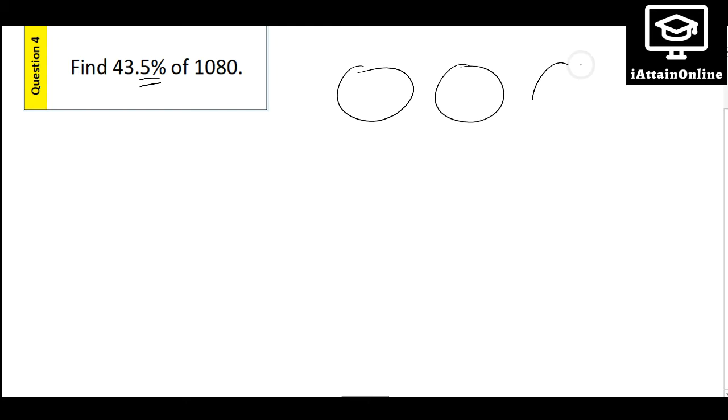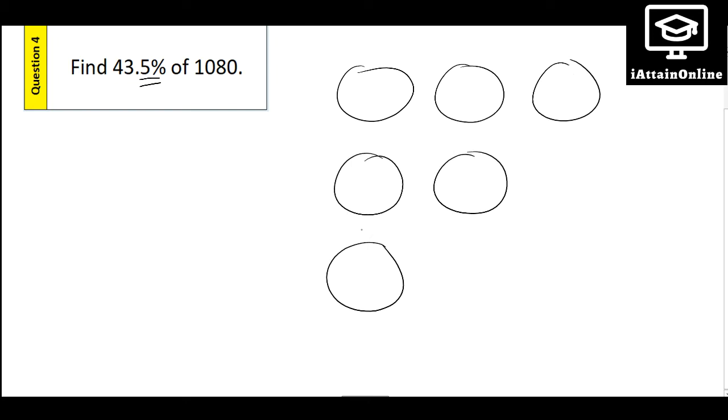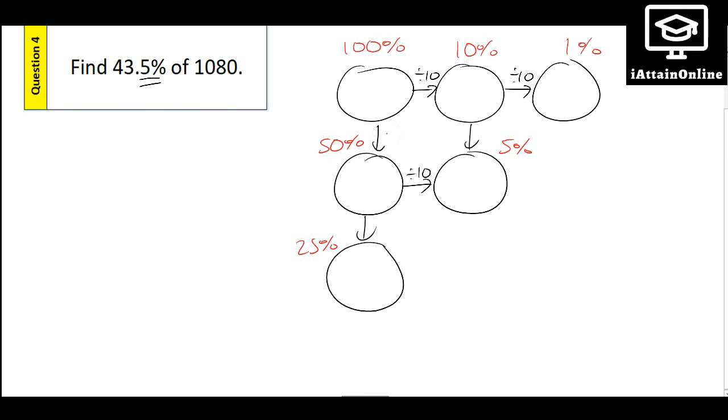If I start by drawing my 6 bubbles, lining them all up as I did before, this is 100%, 10%, 1%, 50%, 25%, and 5%. Now remember the thing we started with. I said every time you go to the right, you divide by 10. And every time we move down the way, we halve the number or divide it by 2. So this 1,080, different colour, is going to go in there.